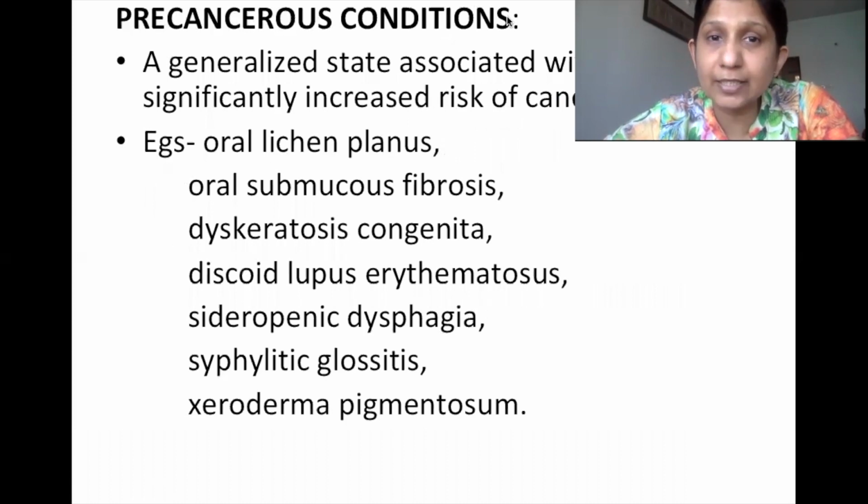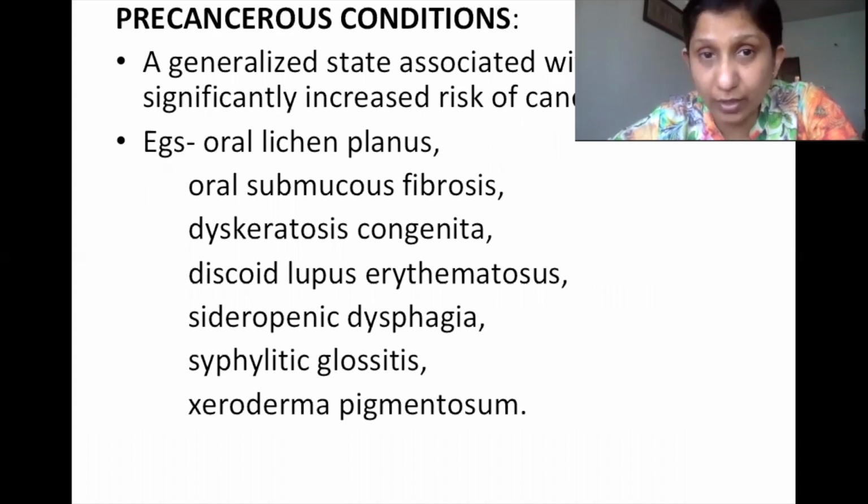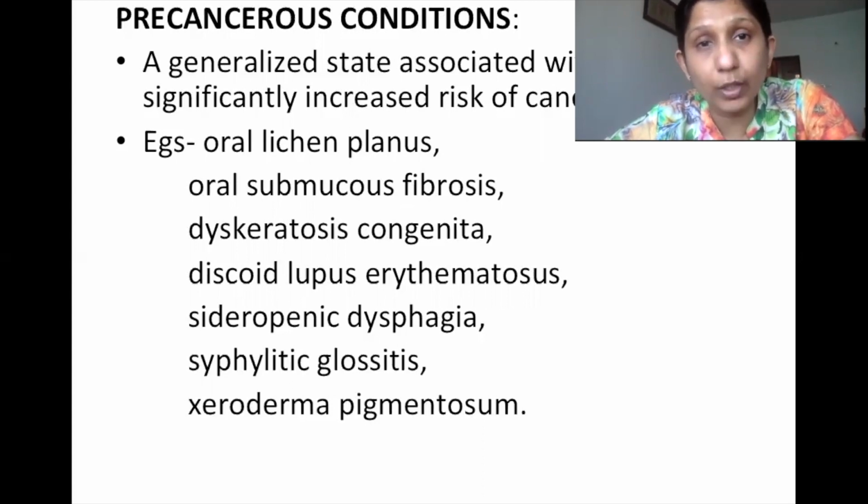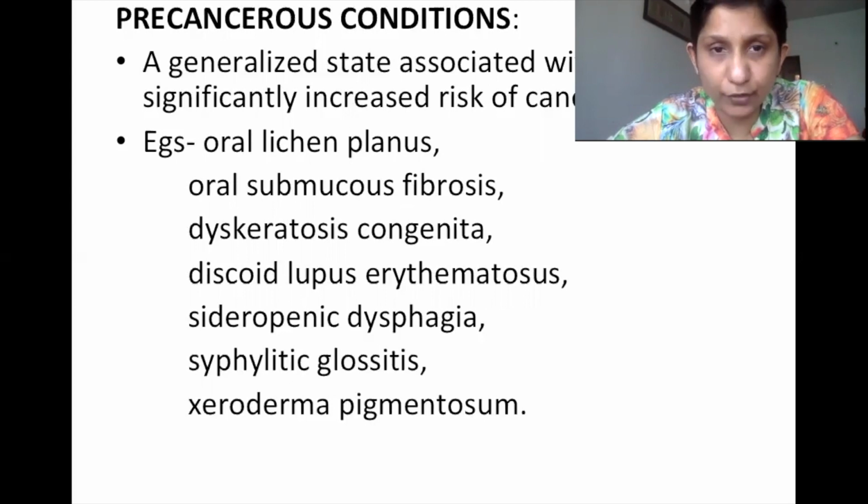Now, coming on to precancerous conditions. Precancerous conditions are a generalized state which is associated with significantly increased risk of cancer. For you all to understand, the difference between precancerous lesions and conditions is that precancerous lesions are localized and precancerous conditions are generalized. So, precancerous conditions can be oral lichen planus, not all types, but erosive lichen planus. Then you have OSMF, or oral submucous fibrosis, which is very commonly seen in the Indian subcontinent, dyskeratosis congenita, discoid lupus erythematosus, and sideropenic dysphagia, that's also a type of iron deficiency anemia.